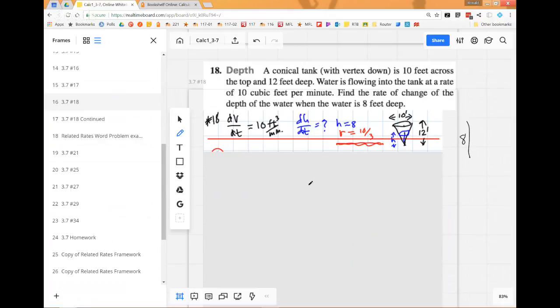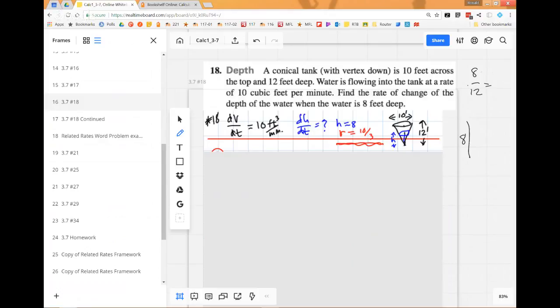And that distance is 8. Okay. And so 8 is to 12. 8, the full height of the cone is 12. Okay. So 8 is to 12 as diameter.